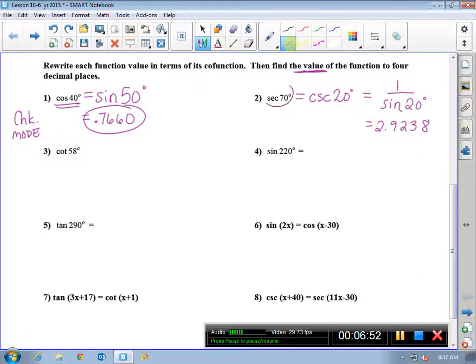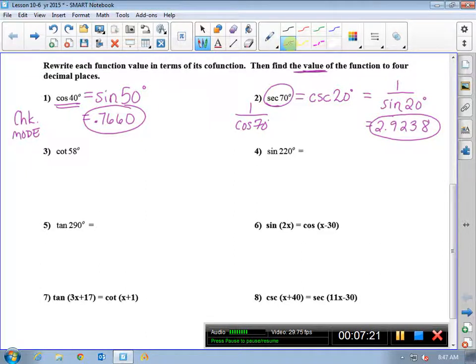If we wanted to check it, how would we figure this one out? Secant of 70 is the same as 1 over, its reciprocal function, 1 over cos of 70. Try that one. And alas, it is the same answer. Okay, so there's part A. I'm circling everything now, and part B.